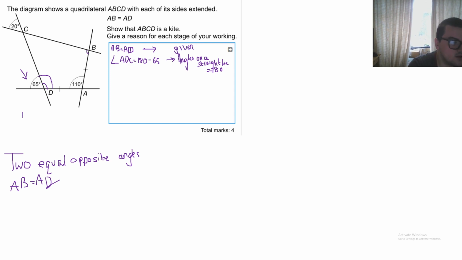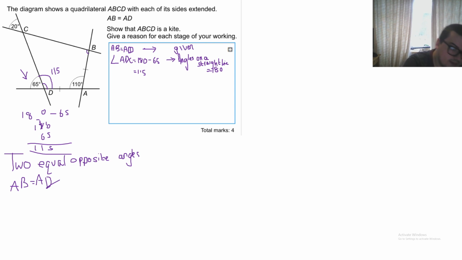So 180 subtract 65, let's just do that as subtraction. 180, 65. 0 minus 5, can't do that. We pinch 1 off the 8, so that's 7. 10 minus 5 is 5. 7 minus 6 is 1. 1 minus 1 is 0. So this angle here is 115. Equals 115. Awesome.